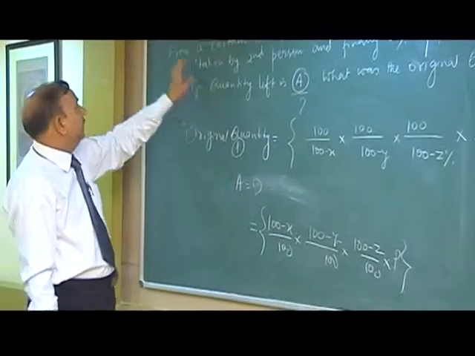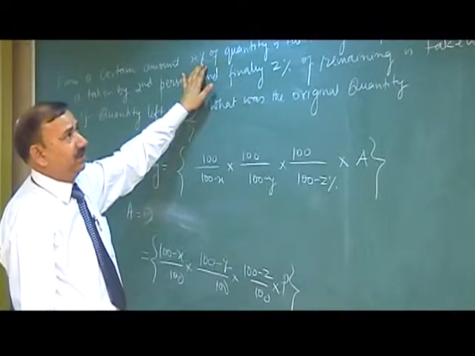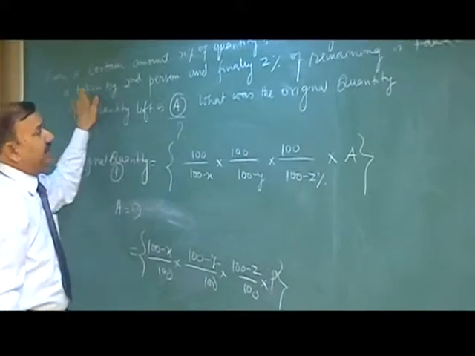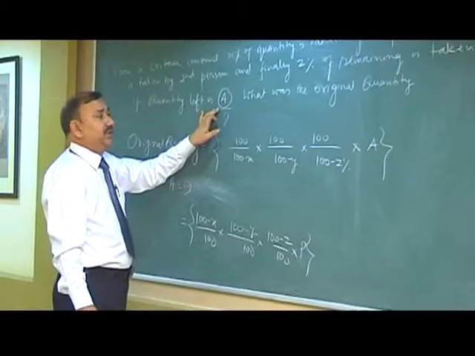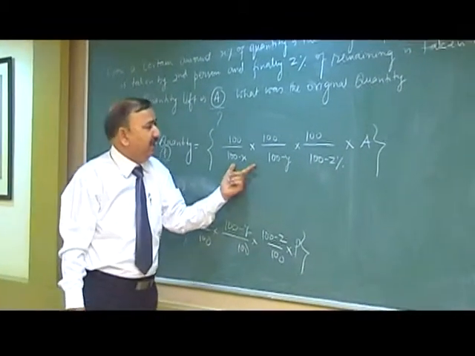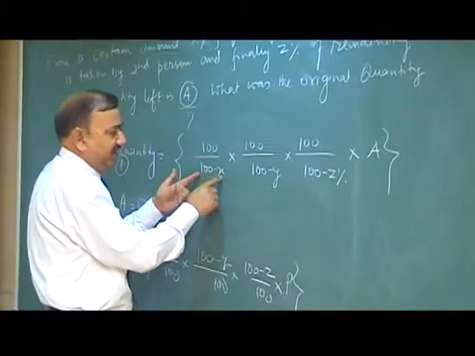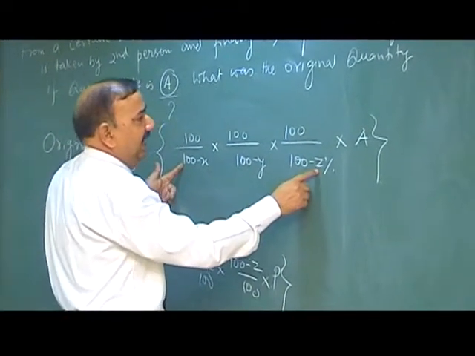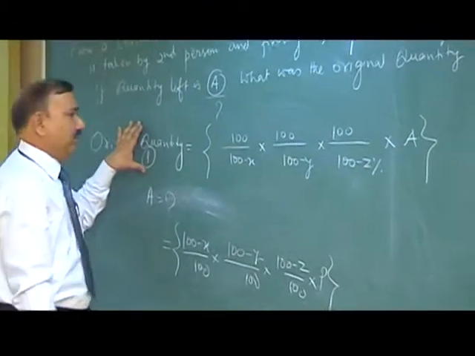Otherwise, the previous case is for finding the original quantity. I repeat the question. From a certain amount, X percent of the quantity is given to the first person, Y percent of the remaining is given to the second person, and Z percent of the remaining is given to the third person. The quantity left is A. What was the original quantity P? We can calculate it directly by using this. There are 3 stages: we reduce the amount in the first stage, the second stage and the third stage, and this is the quantity left. We calculate the original quantity.